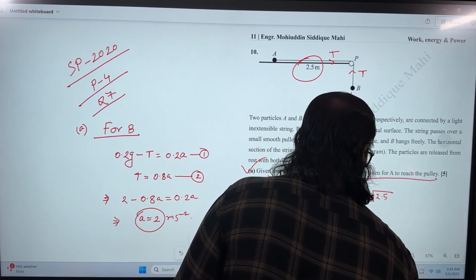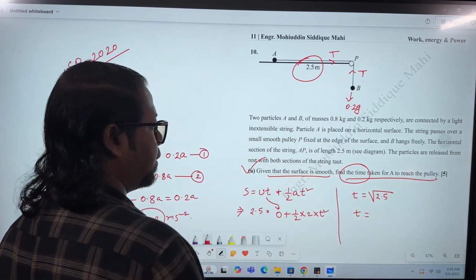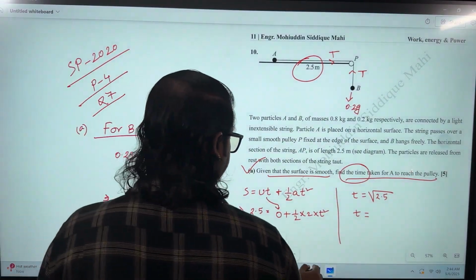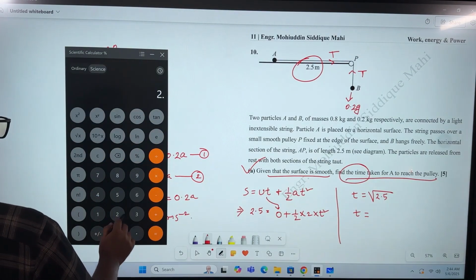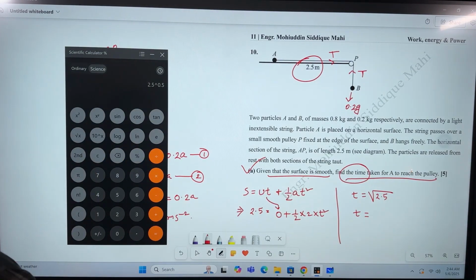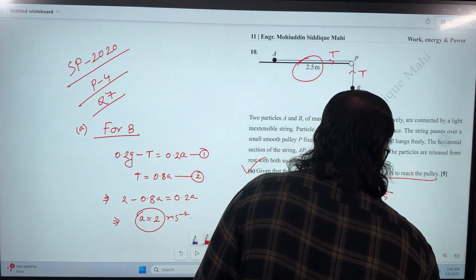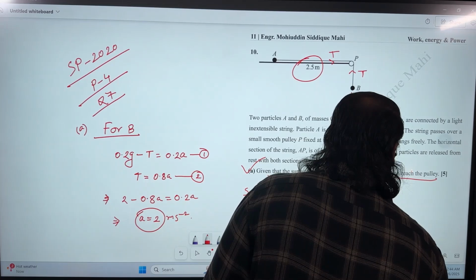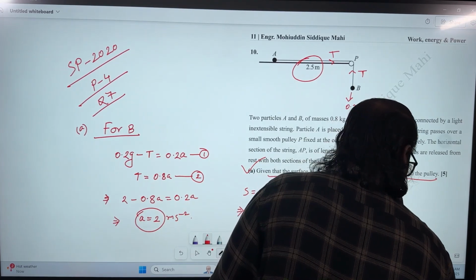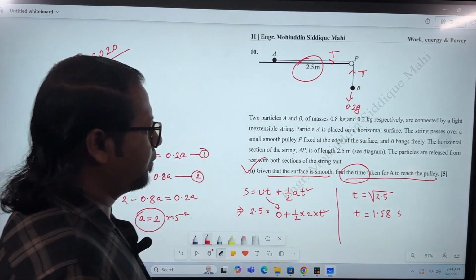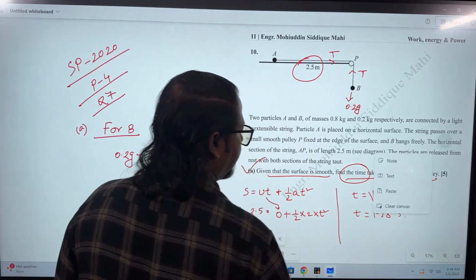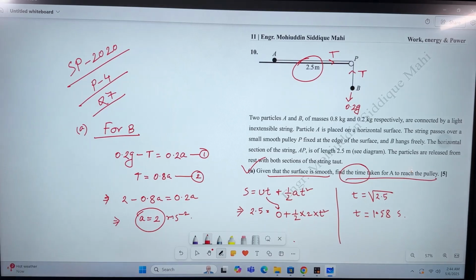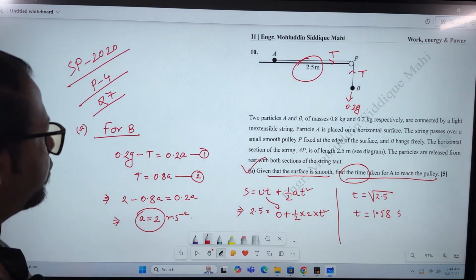Always remember the answer you need to find in 3 significant figures, right? So root over 2.5 is 1.58. So it will reach the pulley in 1.58 seconds. Okay, so that's very simple. Now let's move on to question B.